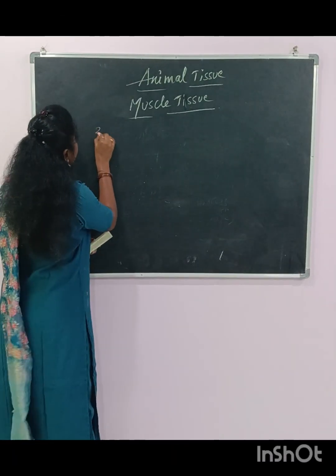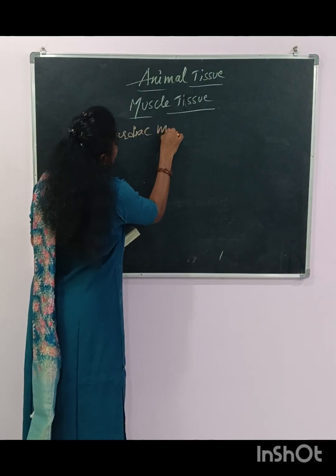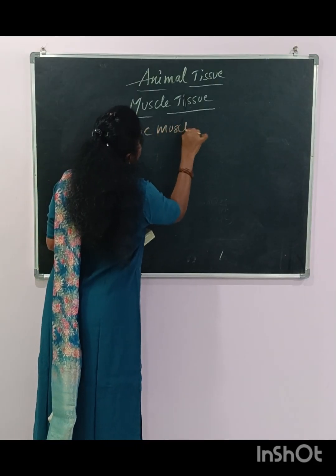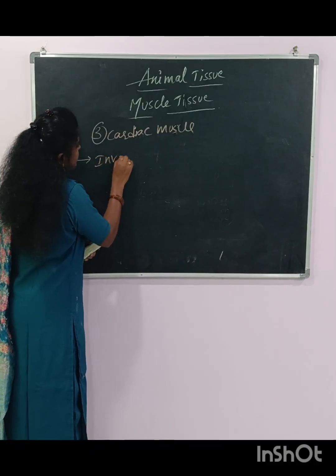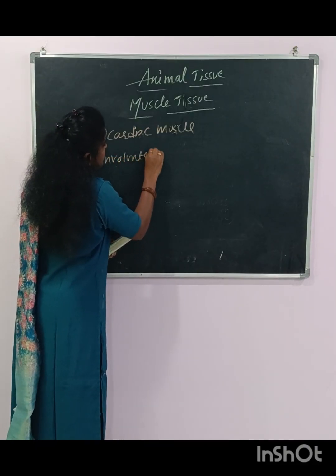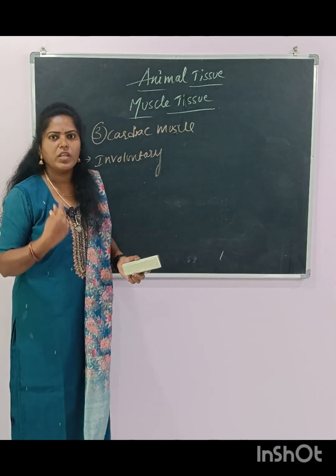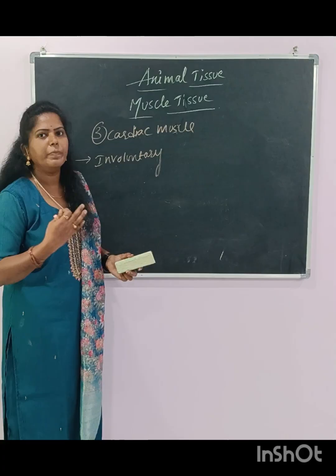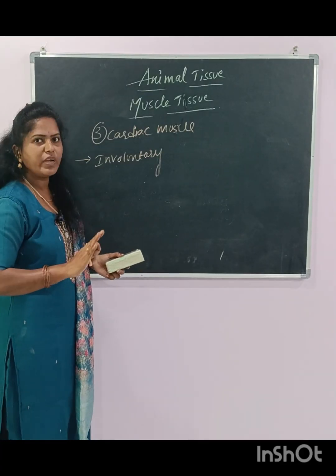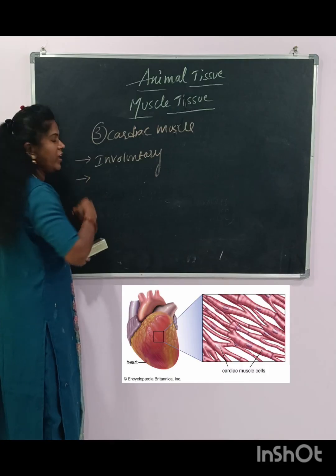Cardiac muscle is the third one. Involuntary. Involuntary means which are not under our control, not under our knowledge. The heartbeat, the rhythm of the heart, lub, dub, is not under our control, we can't start or stop it. So that's why these muscles are involuntary in nature.